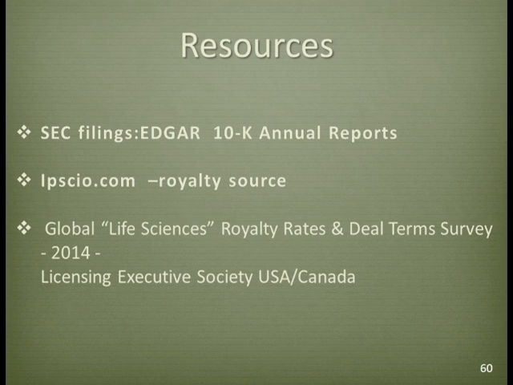Resources available to you to try to discover market comps are, of course, the internet. The SEC filings at EDGAR, the 10K annual reports, and the 10Q quarterlies can have great information for you regarding licensing deal terms. You can look at ipsio.com as a source of royalty reporting. And finally, the Global Life Sciences Royalty Rates and Deal Terms Survey from the Licensing Executive Society of the USA and Canada is an incredible resource. And I would recommend joining the society simply to have access to their royalty rates reports.